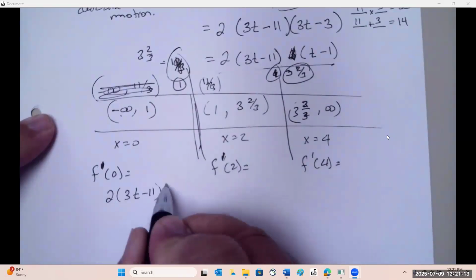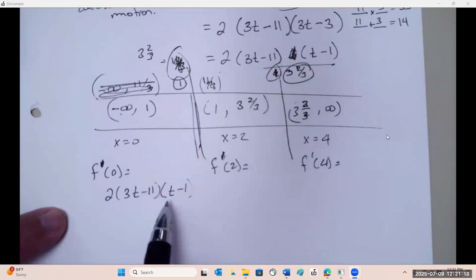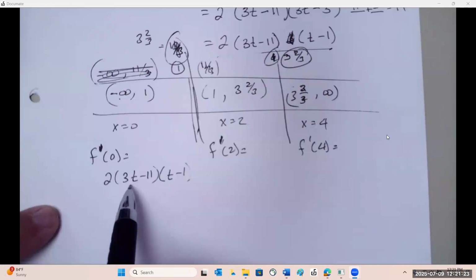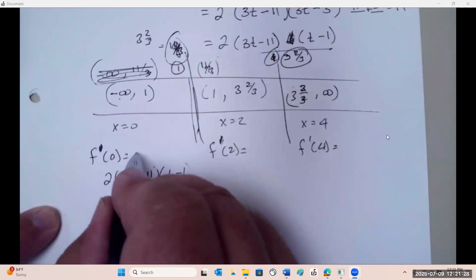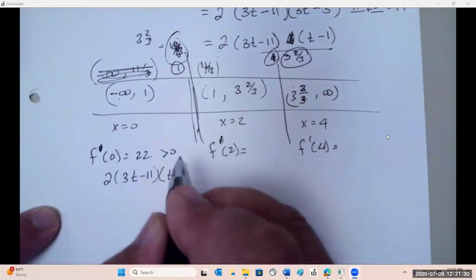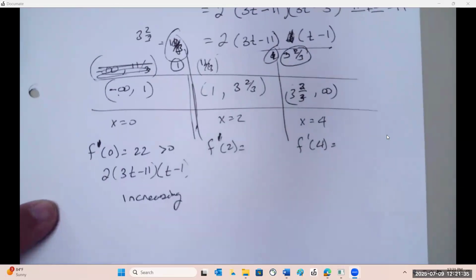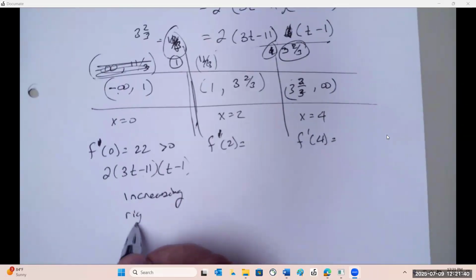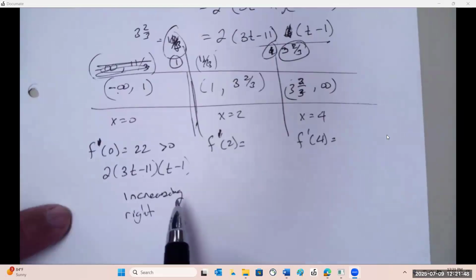3t minus 11, t minus 1. If I plug in 0, what do I get? Will it be positive or negative? Yeah, I get negative 11 times negative 1 is positive 11 times 2. I get 22, which is greater than 0. So it's increasing. In that interval, it's increasing to the right. How do I know it's increasing to the right? Because it's increasing.